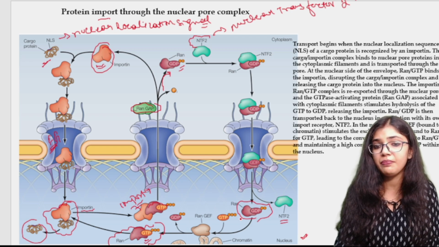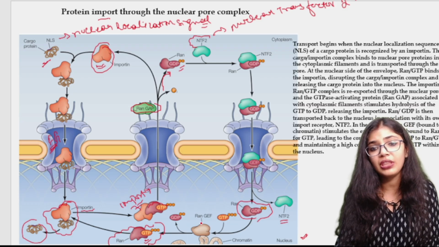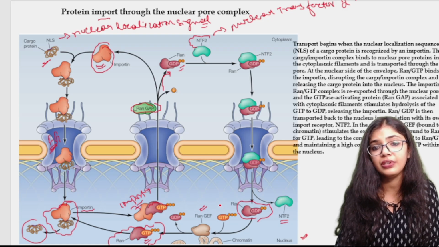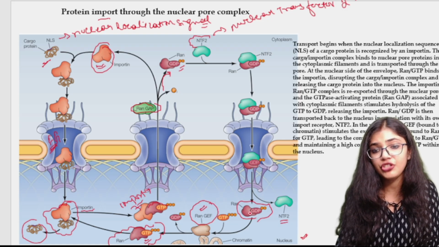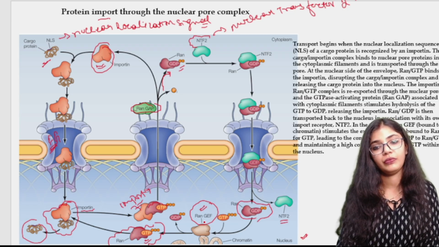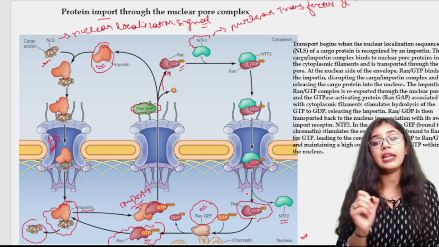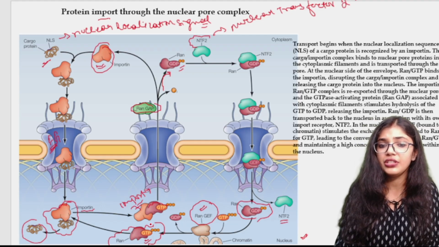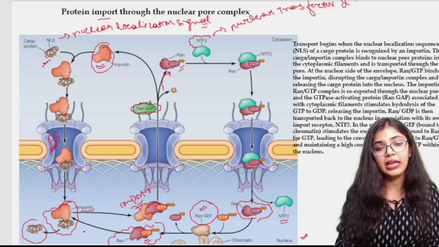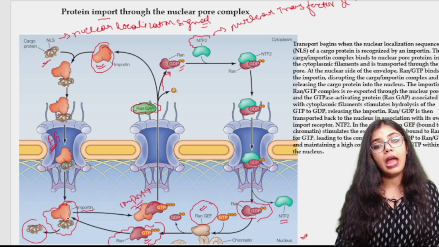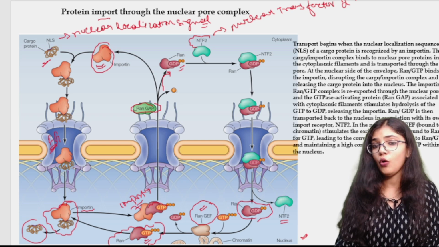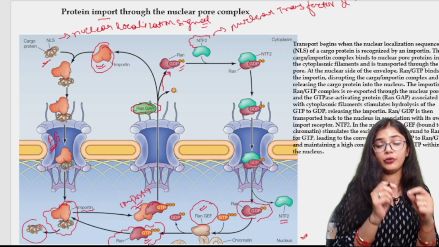So here the RAN GDP is now converted into RAN GTP. Who is helping for that? RAN GEF is helping. Here the RAN GEF is helping convert the RAN GDP into RAN GTP form. RAN GEF is known as guanine exchange factor. Now the RAN GTP has been formed, which will again bind with the importin and allow the dissociation of the protein and the importin. This is how the import of the protein takes place.